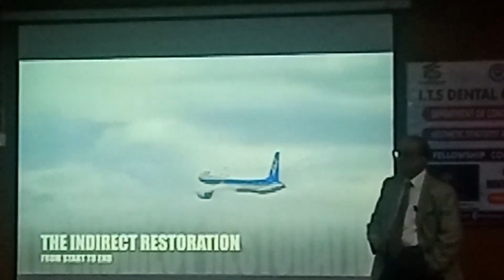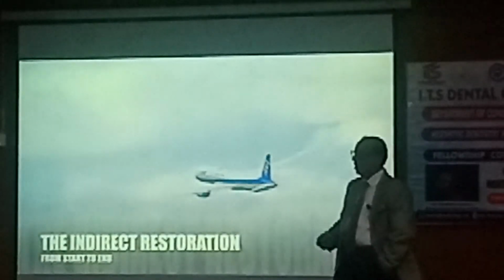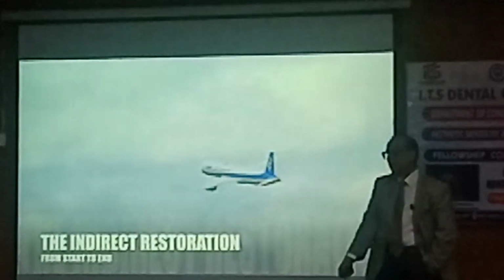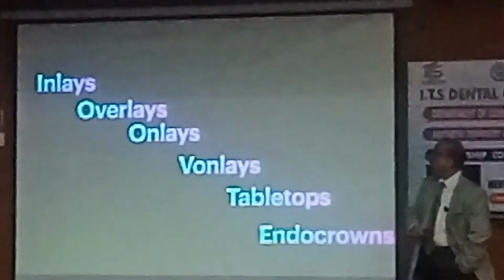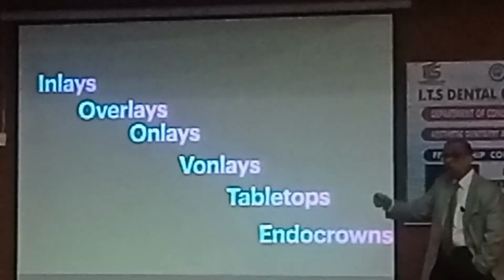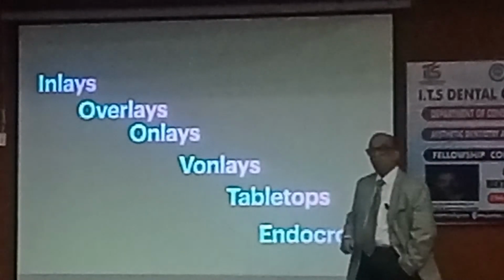When I was preparing this lecture, I said, kuch hatke karte hain. So they also understand exactly where we are coming from and how we are going to go forward. So that's your end result. You have to take off and go that high with what you are achieving as far as your aesthetics is concerned. Right? So, what are your indirect restorations comprising of?